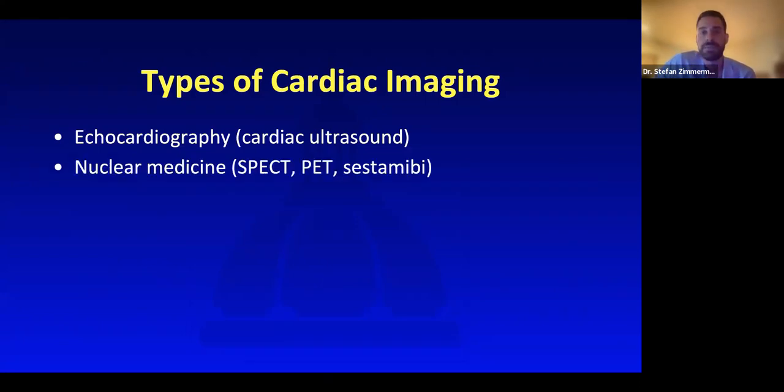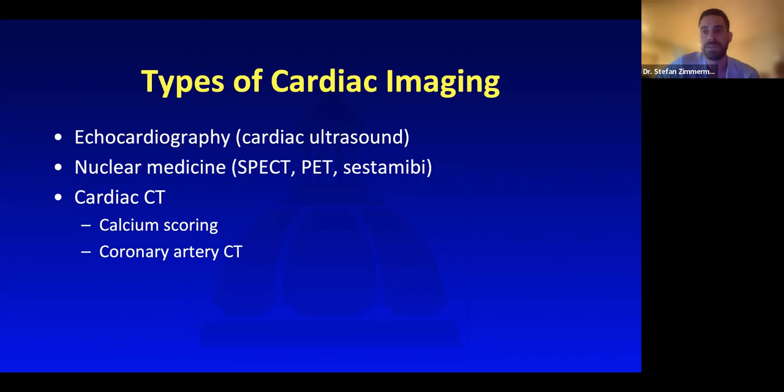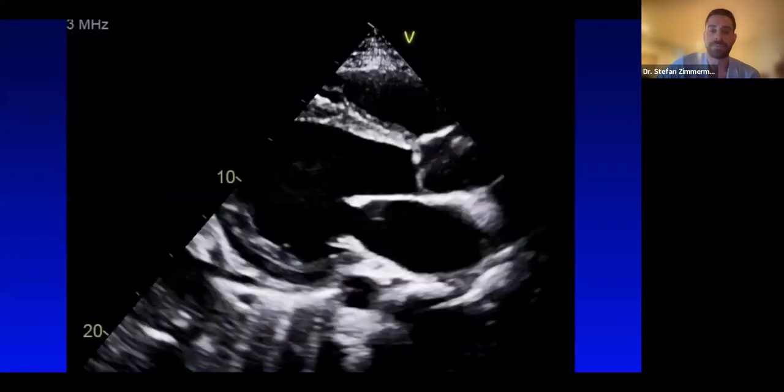Another one is nuclear medicine. Those are known as SPECT or PET, and they use a particular type of tracer or radioactive agent known as sestamibi. Then there's cardiac CT, which you saw a picture of already. And there are a couple of different flavors of cardiac CT. There's the calcium scoring, which is the simplest version, and then the coronary artery CT, where we actually use IV contrast dye, which I'll talk to you about later. And then finally, cardiac MRI.